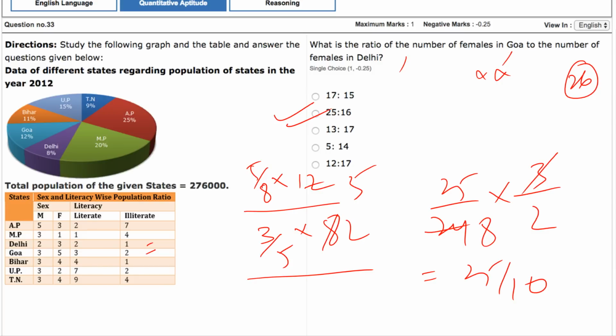In an approximation question, you cannot use digit sum, Jitu. We have told it many times.